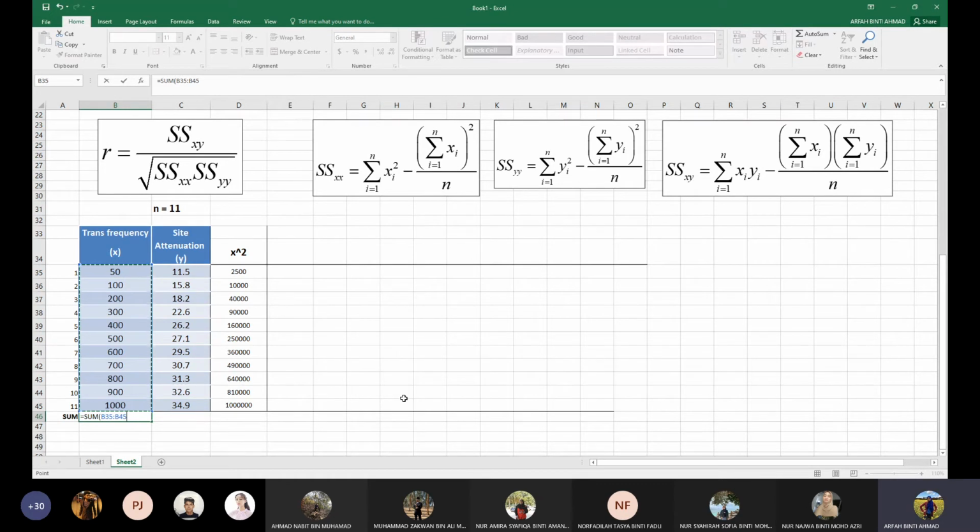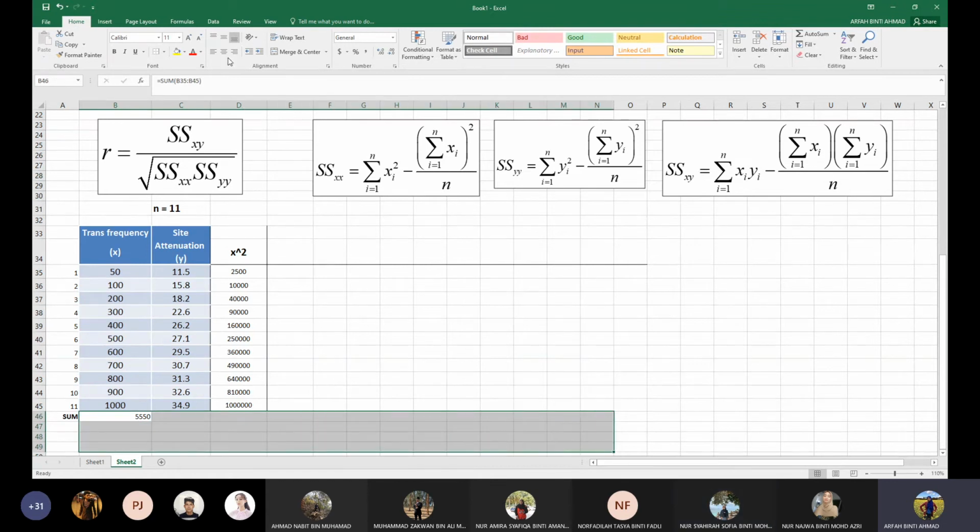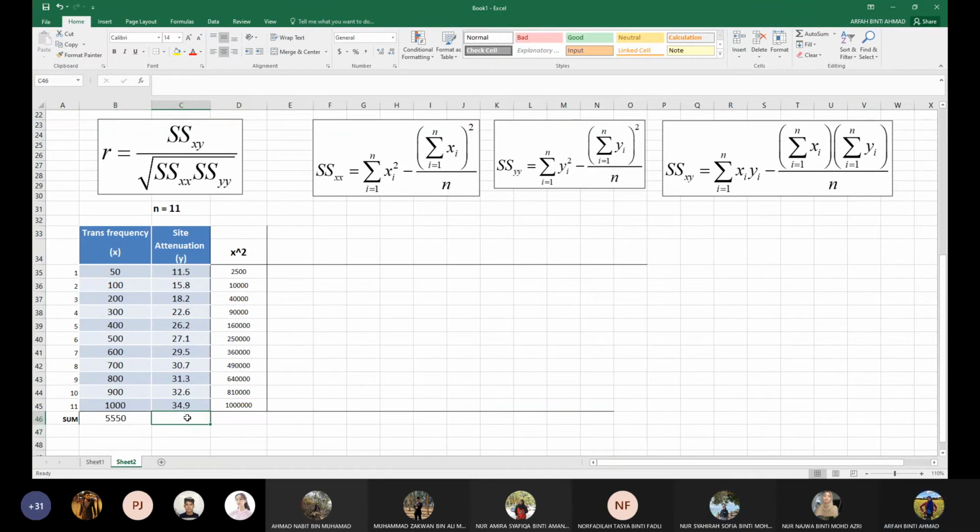Tekan enter dapat berapa? Summation for X. Ya, berapa ya? Summation for X. 5550. Enter. So dapat. Betul. 5550. So hopefully yang lain dapat juga. Okay. 5550. So drag. Saya tak nak kira satu-satu, saya drag sahaja.